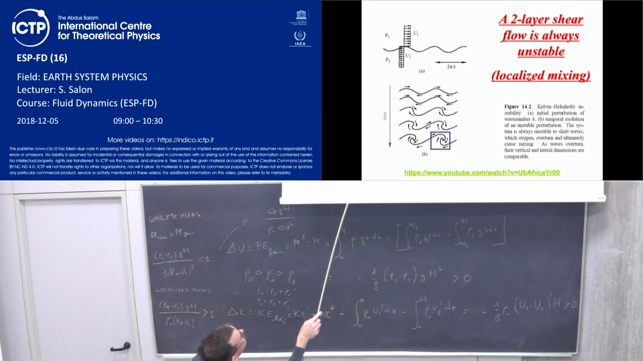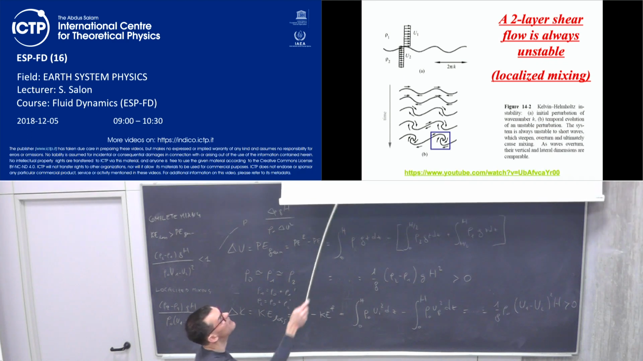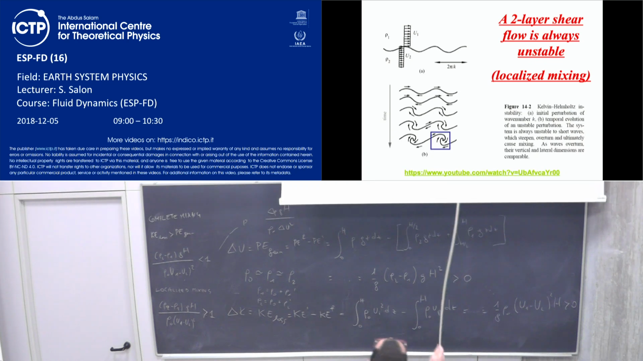So in time, what will be observed is a sort of creation of systems like this. Okay, actually, this is the mechanism which explains the surface waves of the ocean, where you have air and ocean. And this is called Kelvin-Helmholtz instability. Okay? So Kelvin-Helmholtz instability will start with an initial perturbation of wave number k, and we will see that the system is always unstable to short waves, so waves short enough, I would say.